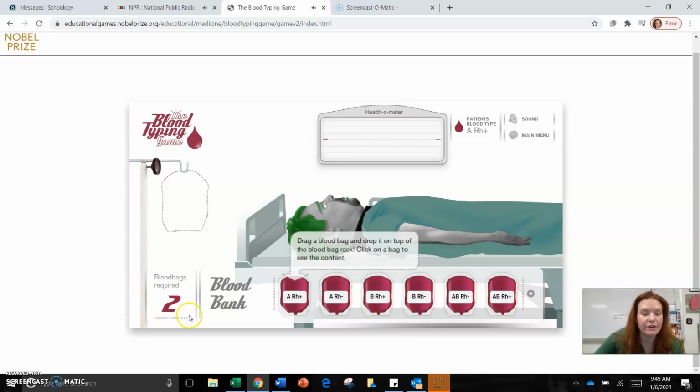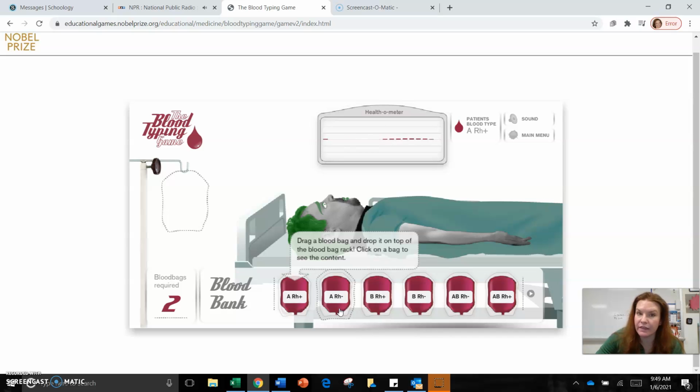So it tells us over here that this guy needs 2 bags of blood. He has A positive blood. Let's talk about what he could have. He has A positive blood. I could give him A positive blood. But can he have A negative blood? Sure he can, right?